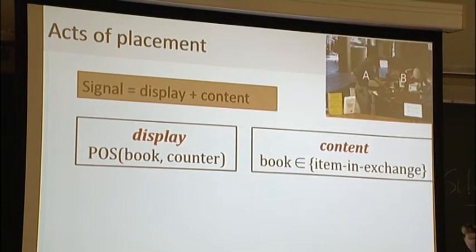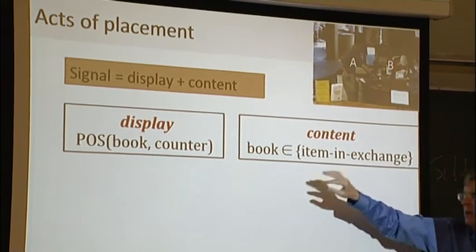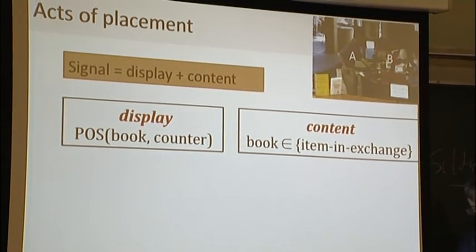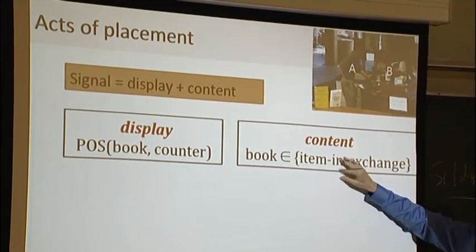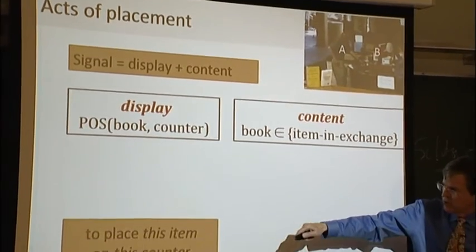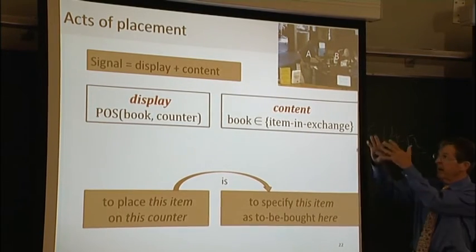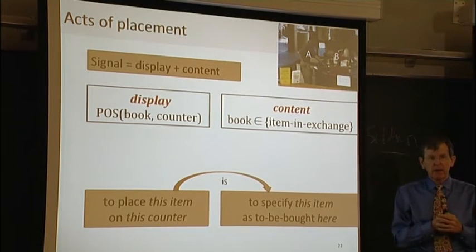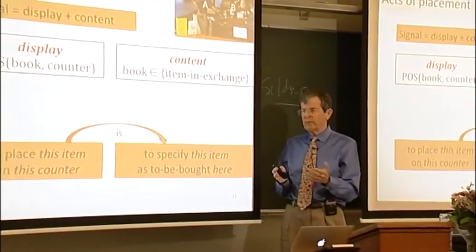And what does it say? Well, the content of that signal is, I'm saying that that book is an item as part of this commercial exchange that we're taking part in. And I'm saying that the book is a member of that set. And that's what I'm doing by doing this. That is, to place this item on this counter is to specify this item as an item to be bought here. That's what I mean when I put that book on that counter. Now, most people don't think of this as communication. But it's just standard, absolutely straightforward communication here.